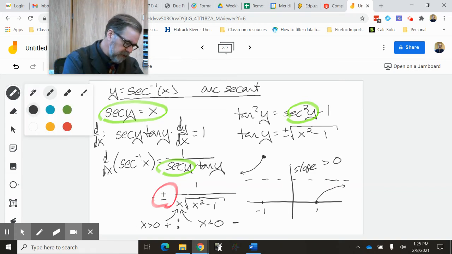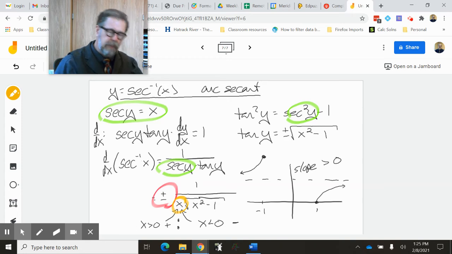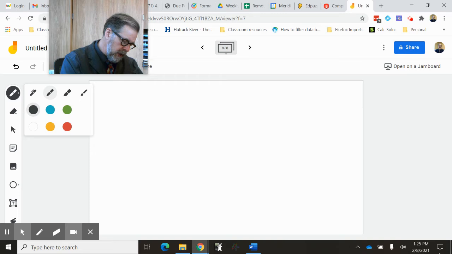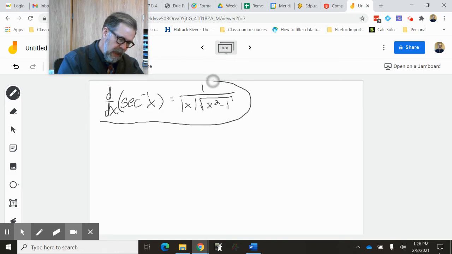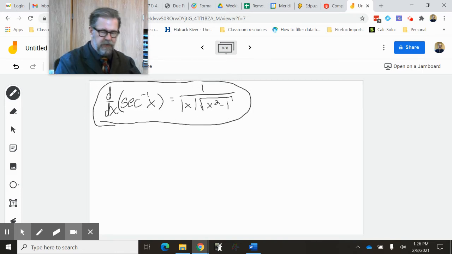So, simple solution. We'll just turn this right here into an absolute value, and then we don't have to have the plus or minus. So what we end up with is that the derivative with respect to x of arcsecant of x is equal to 1 over the absolute value of x times the square root of x squared minus 1. And of course, the usual caveats of if it's arcsecant of u, where u is a function of x, we use the chain rule and multiply this by the derivative of the inner function.